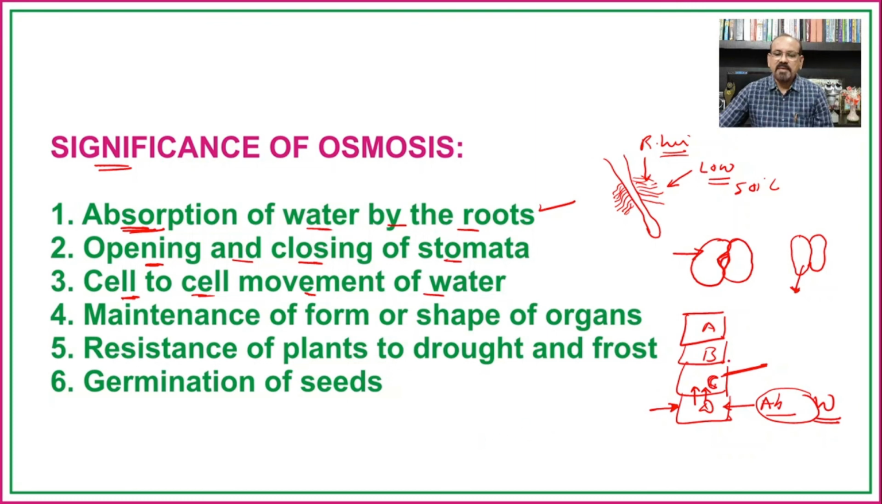In a similar manner, after absorption of water by C, again the osmotic pressure of C will be lesser than the osmotic pressure of B. And in this way, from one cell to another cell, the movement of water will be carried out by means of the simple process of osmosis.